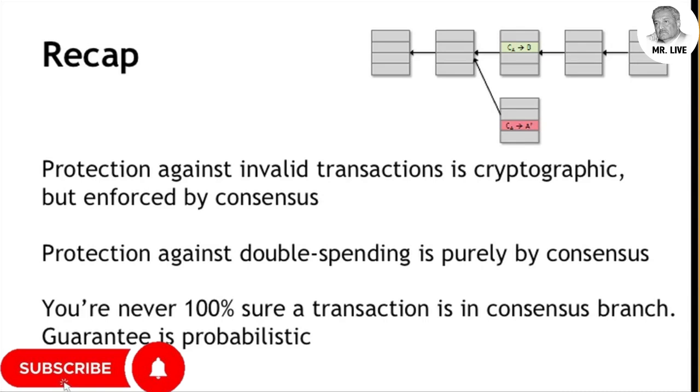On the other hand, protection against double spending is purely by consensus. Cryptography has nothing to say about this, and two transactions that represent a double spending attempt look identical from the perspective of signatures and so on, but it's the consensus that determines which one will end up on the long-term consensus chain. And finally, you're never 100% sure that a transaction you're interested in is on the consensus branch, but this exponential probability guarantee is pretty good. After about 6 confirmations, there's virtually no chance that you're going to go wrong.